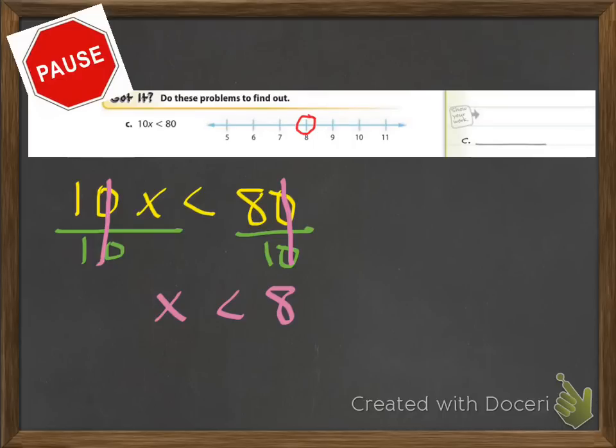Remember, it's not less than or equal to, it's just less than. And so the arrow is going to go in this direction because it's all the numbers that are less than 8. So on the line over here, you're also going to write x is less than 8.